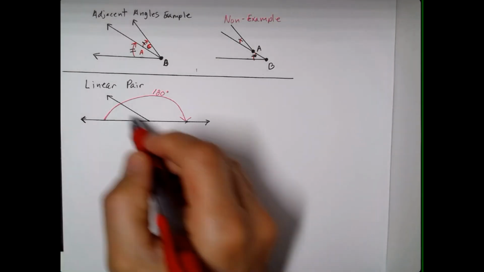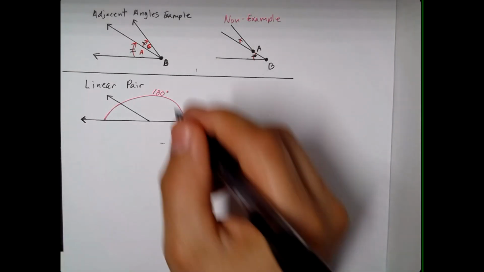But within this, notice I drew a line, correct? I had this line going right here.